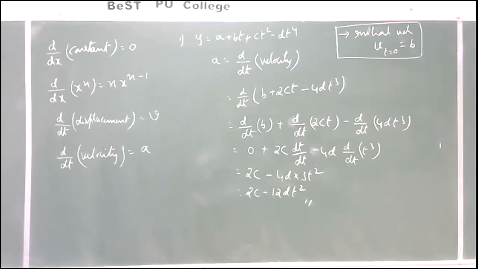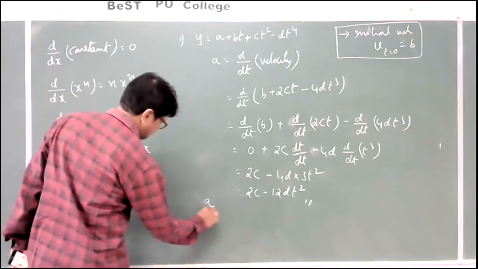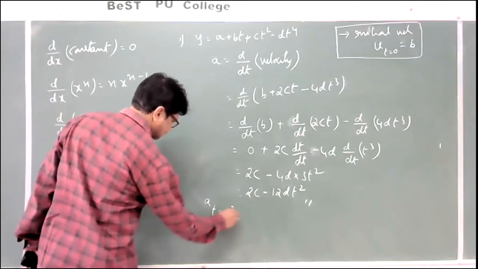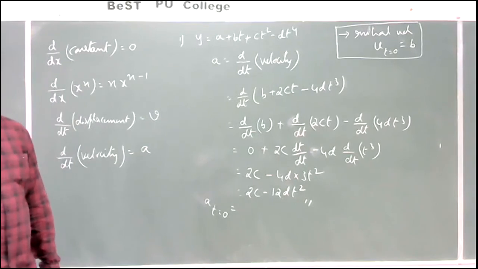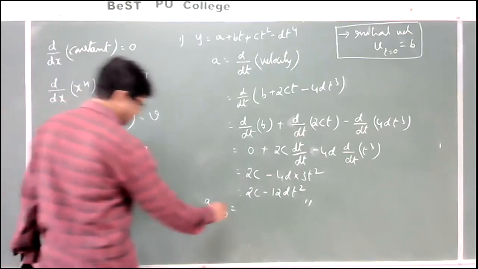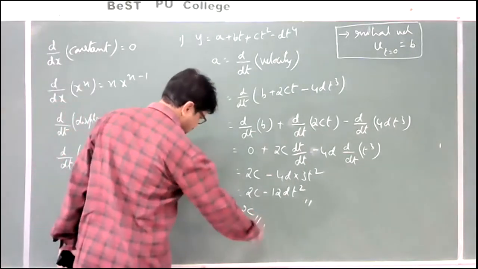So if you want to find the acceleration at t is equal to 0, no problem. The initial acceleration, if you ask, is at t is equal to 0. If t is equal to 0, it is 2c.